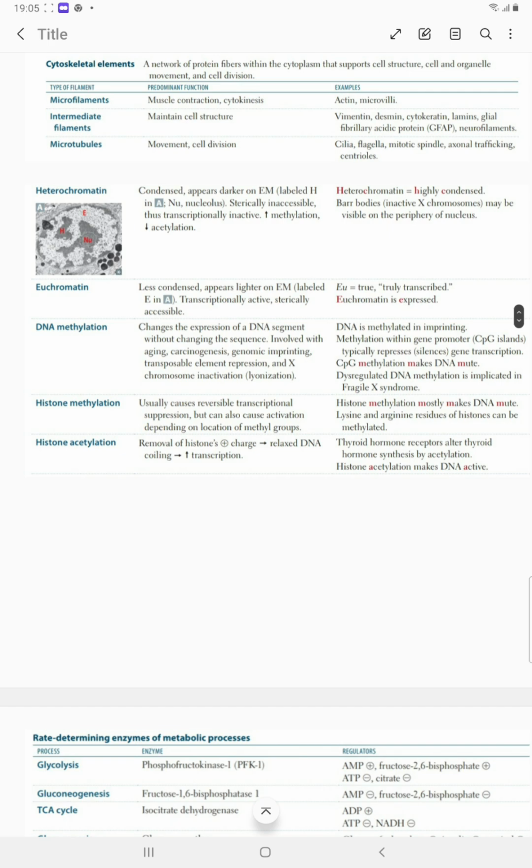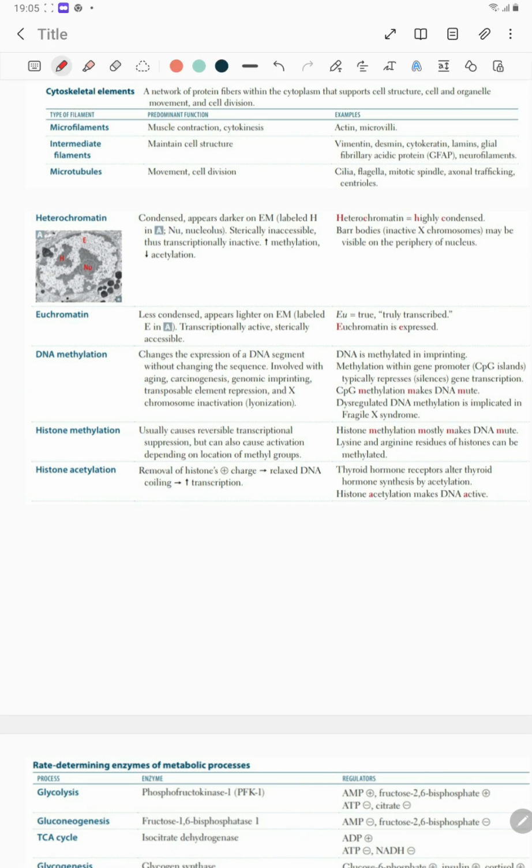Further important topic is the heterochromatin and euchromatin difference. As you can see in this electron microscopy, heterochromatin is a condensed form and appears darker in the electron microscopy. It is sterically inaccessible and transcriptionally inactive. Euchromatin is a less condensed form, like you can see here. It appears lighter on electron microscopy, is transcriptionally active and sterically accessible.